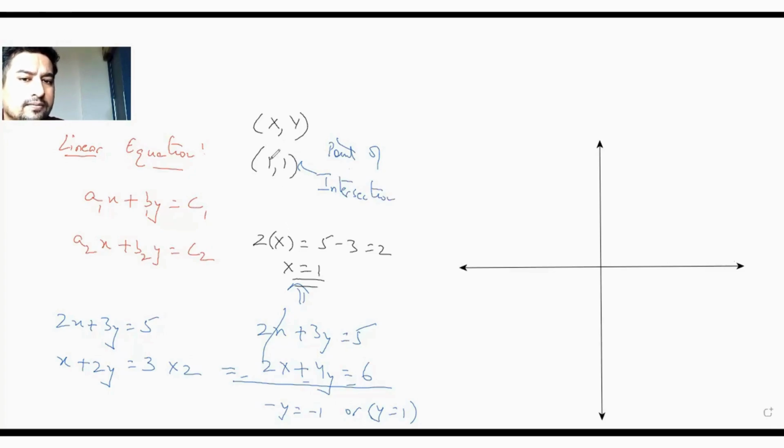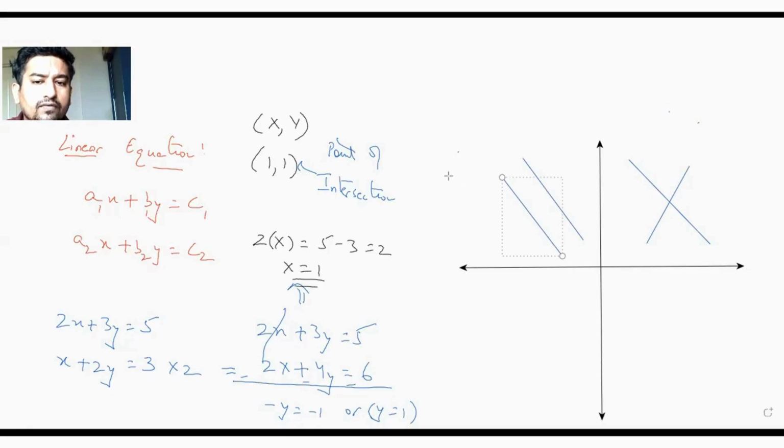So now understand this. When these two lines intersected at 1 comma 1, it was like this, right? One line here, one line here, they intersected somewhere here. Now is this the only possible case when there are two straight lines? No, right? There are other cases. There's one more case wherein one line is here and the other line is exactly parallel to the first line. Now if that is the case, what will happen? They will not intersect at all. So there won't be any intersection point.